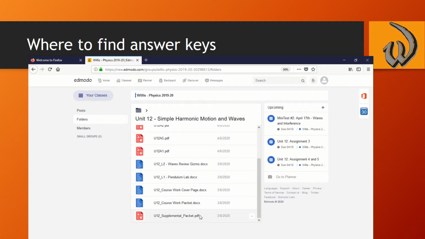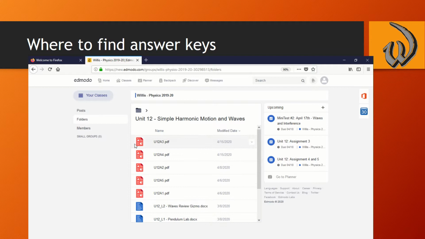Here's the supplemental packet if you still want to give it a shot. Again, it's an additional resource. It's still available to you. It's really good for those real quick wave calculations that some of us were initially struggling with last week.